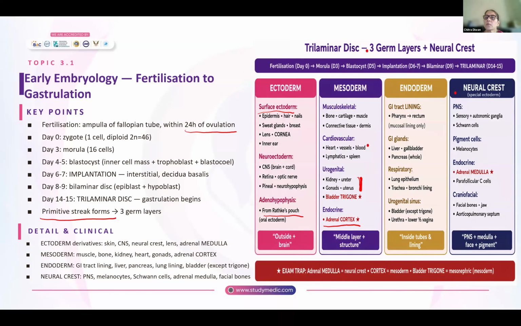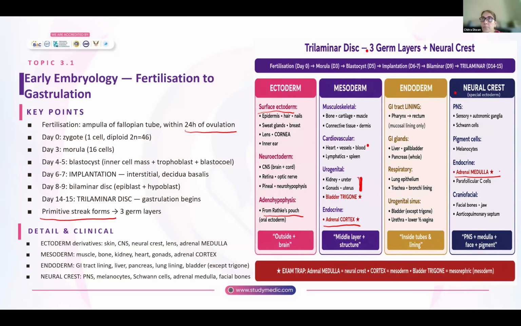Now you have to know a little bit about the neural crest. So what is this neural crest? It is a type of special ectoderm. Your peripheral nervous system, then the pigment cells, endocrine. Remember, cortex develops from mesoderm, but medulla, it develops from neural crest cells. It's very important to remember. Okay. Neural crest. Also, the parafollicular C cells, they develop from the neural crest. And in the craniofacial system, your facial bones, jaw, all those things, they develop from the neural crest.